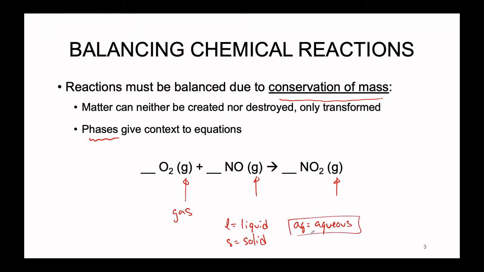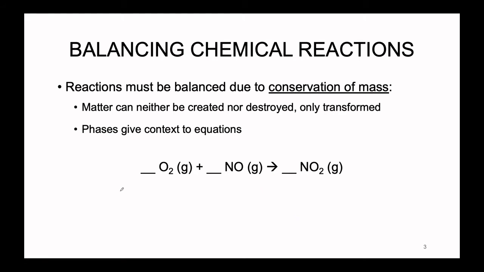It's going to be a really prevalent phase for our matter to exist in general chemistry and in chemistry in general. So we're going to get used to seeing AQ for aqueous as well, and we'll talk more about it later. For now, just know that what this equation represents is we're going to take gaseous oxygen, mix it with gaseous nitrogen monoxide, and after some time has passed, we're going to get some gaseous nitrogen dioxide. The question is, how many parts? How much do we have to mix together? Well, I personally like to set up my equations to be balanced like so.